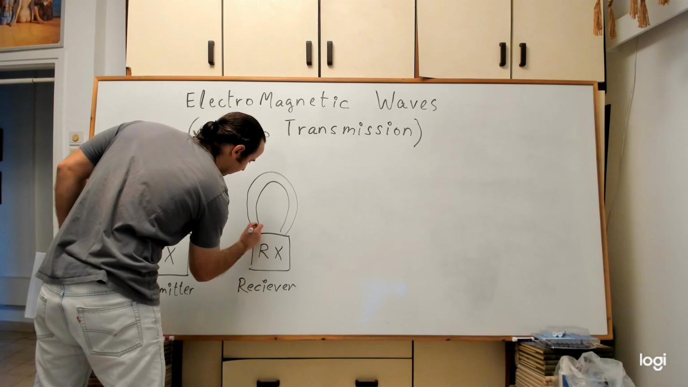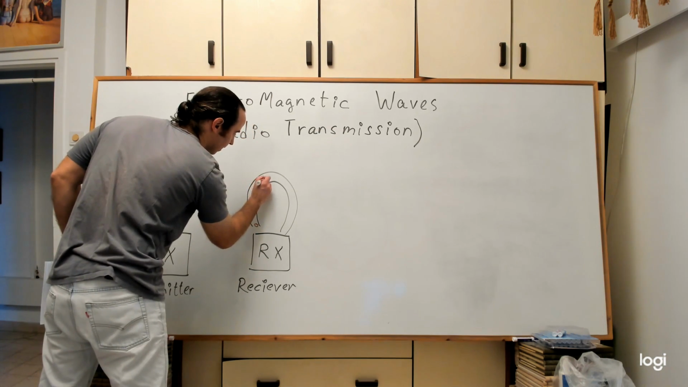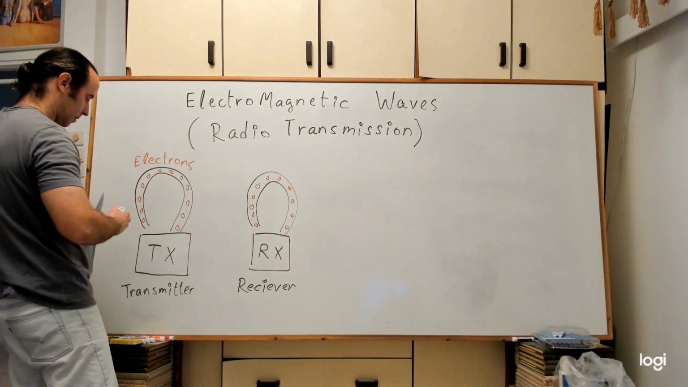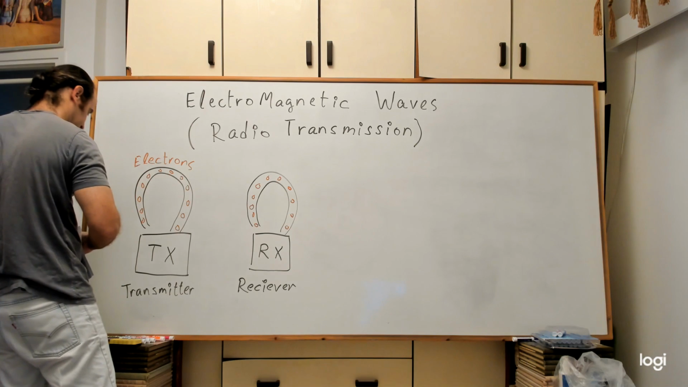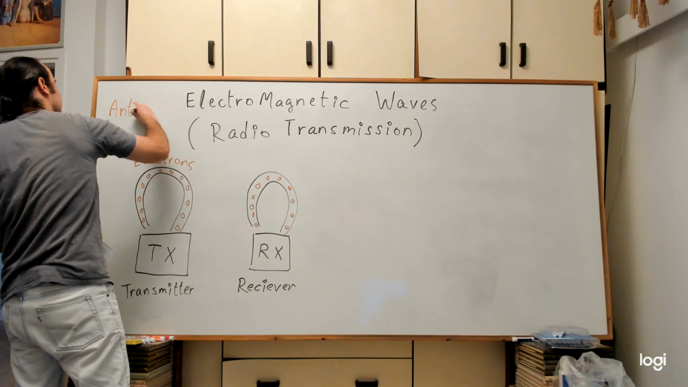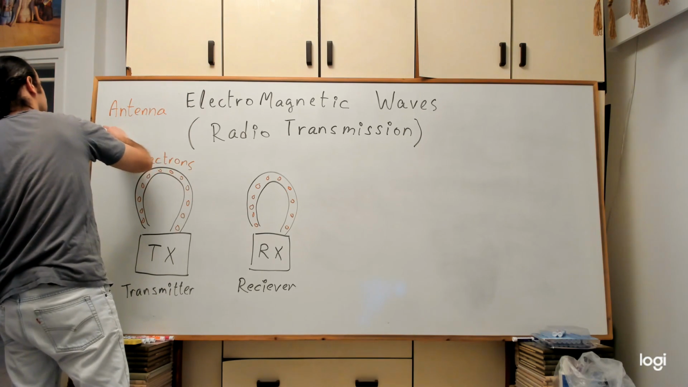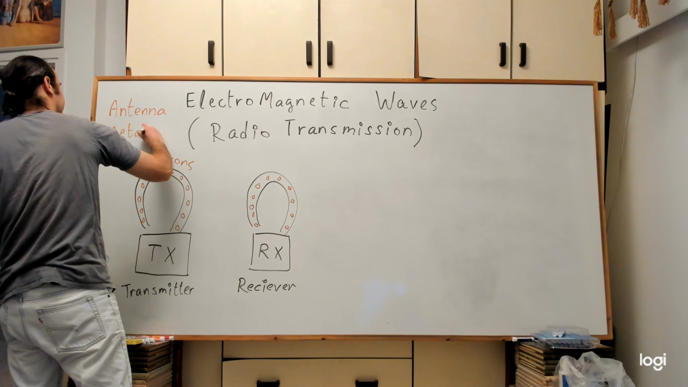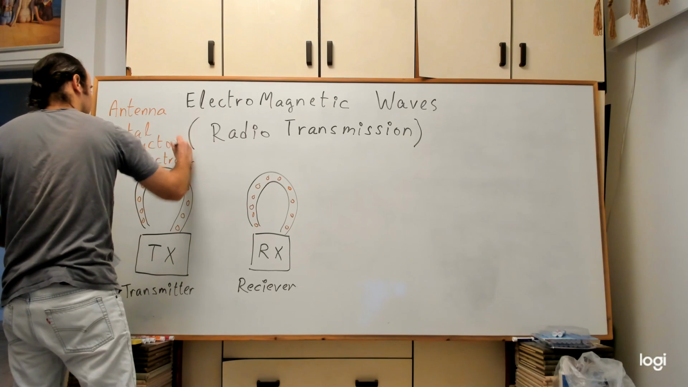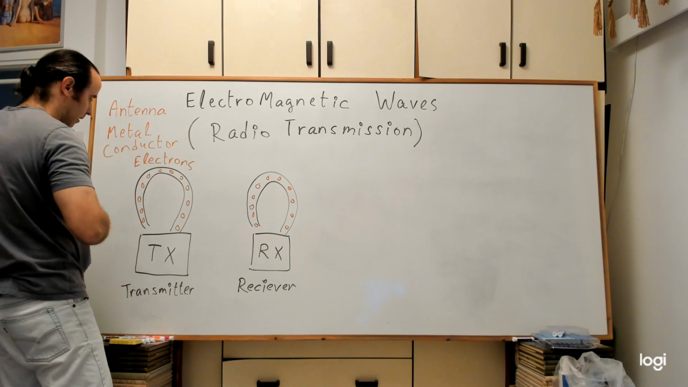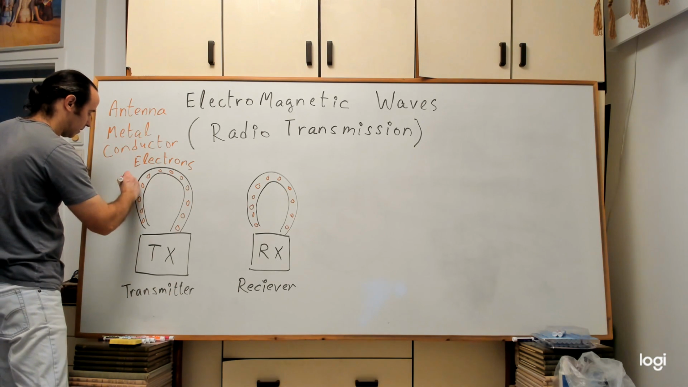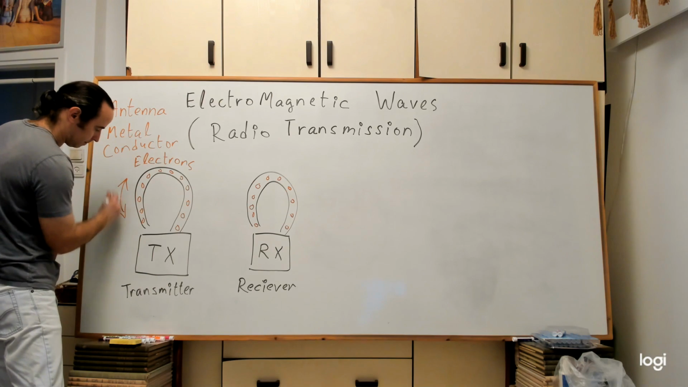And here also are electrons, because it's metal. Inside each metal, there are electrons that are free to move. And this is a metal conductor. Antenna. Okay, which is metal conductor, which has free electrons.